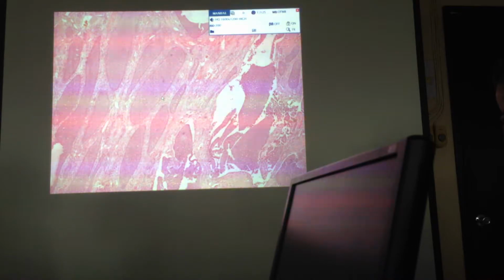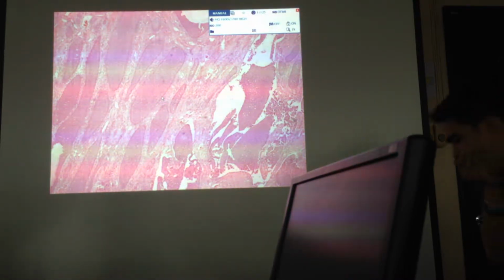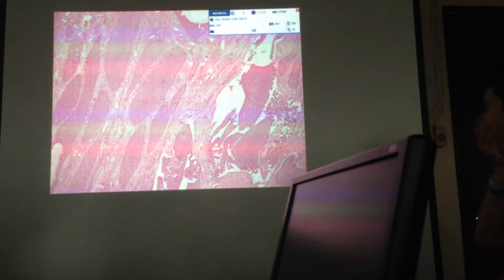So granulosa cell tumor would be derived from the follicles. Okay, you have the granulosa cell there, and when you have a granulosa cell tumor, this one can be seen in the young adults or in the older individuals. Okay, kaya may tawag sa kanilang juvenile granulosa cell tumor and the adult type of granulosa cell.